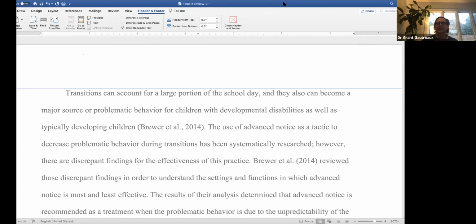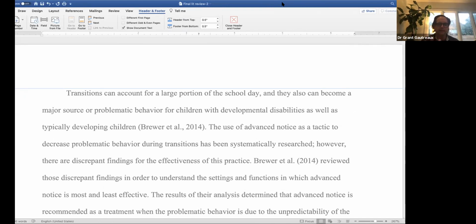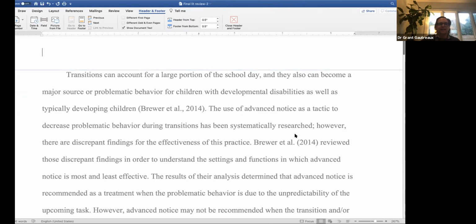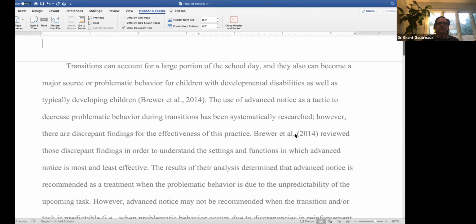Let's read through this a little bit. Transitions may account, I'm not going to edit this while we're going, for a large portion of the school day, and they can also become a major source of problematic behavior for children. The use of advanced notice as a tactic. I think in this example, it went too quickly into the tactic.